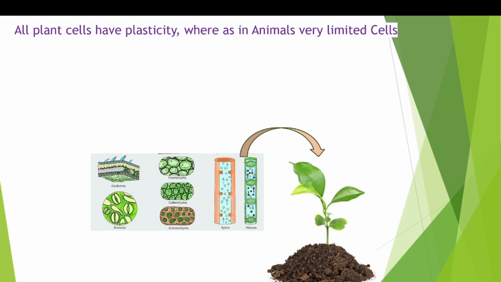So why can all plant cells generate an entire plant? Because whatever cell you take from the plant, that cell has the plasticity nature. Whereas if you take animal cells, only zygotic cells have this plasticity nature. That's why all plant cells produce an entire plant, whereas only very few cells, or zygotic cells, produce an entire animal. What is plasticity?